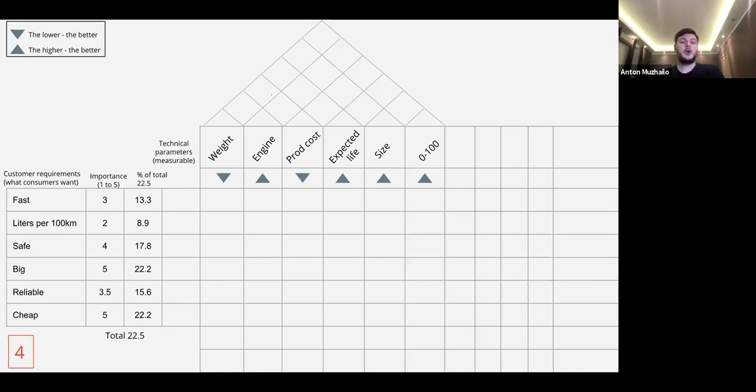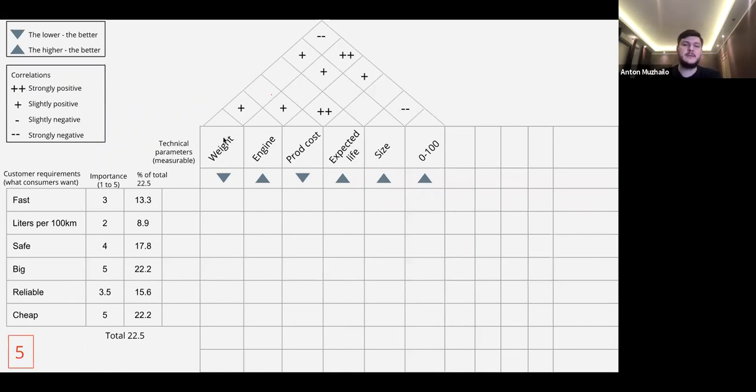So what are we going to do? We have to put the correlation between the technical parameters and the customer requirements. So this triangle means the lower, the better. This means the higher, the better. So we can take a look here and say, okay, weight. The lower the weight, the better, right? Who needs heavy cars? Because they will probably not be cheap, and we have many more liters per 100 kilometers, etc. Engine. The better engine, the higher, the better. Okay. Production cost, the lower, the better. Expected life, the higher, the better. Size, the higher, the better. Okay. Acceleration, the higher, the better. Okay, we already have it here.